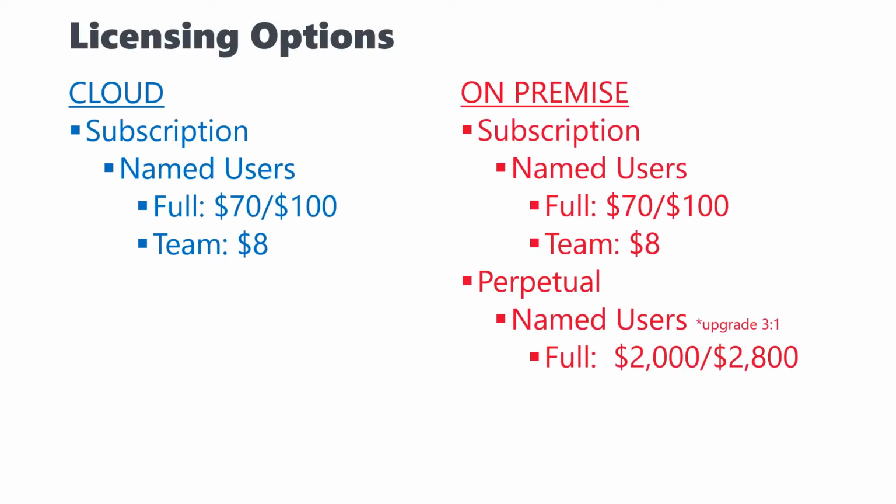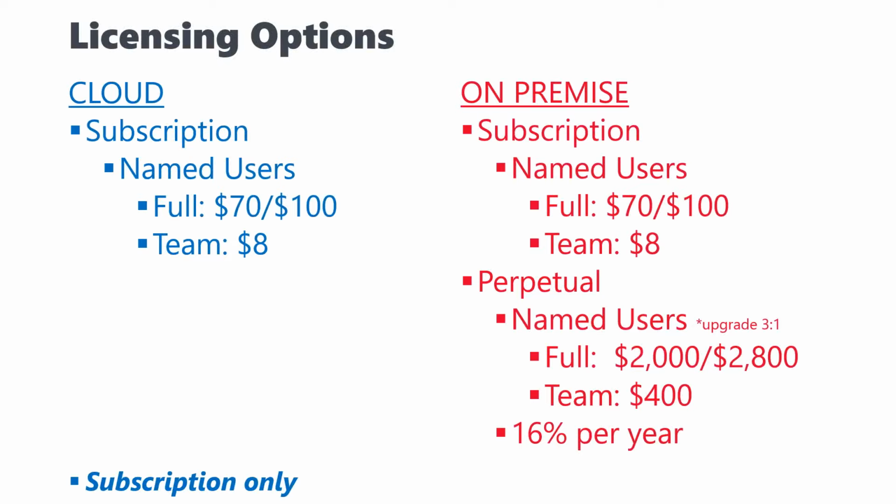However, a full user, again, depending on if you're the Essentials or you need the Advanced, is $2,000 per user. This is a one-time fee. You purchase the software up front, and then you have a team user for $400 as well that could be purchased. Once you've purchased the software once, you then pay an annual fee of 16% per year for what's called the Microsoft Annual Enhancement Plan. And it's the enhancement plan that gives you access to new versions of the software as it's released.